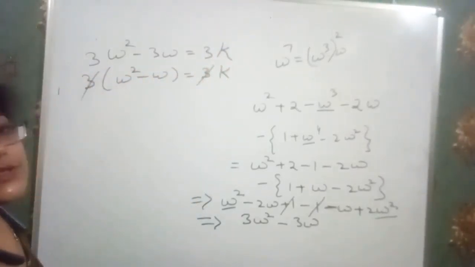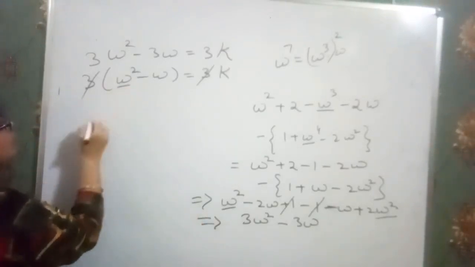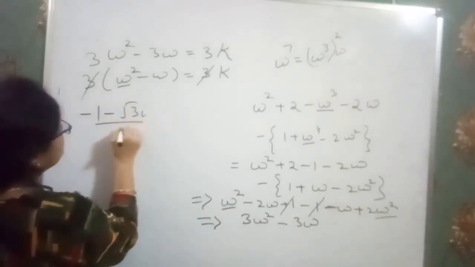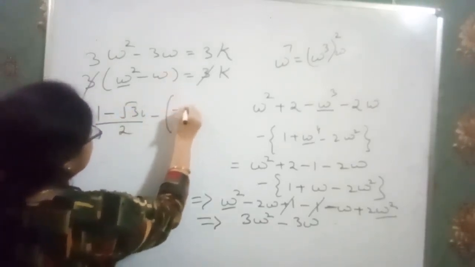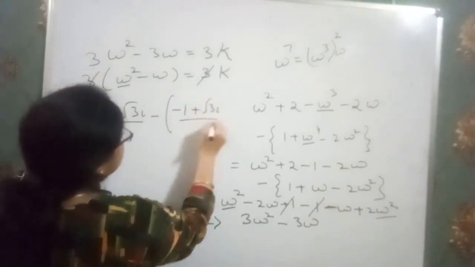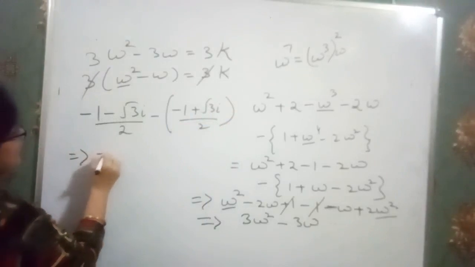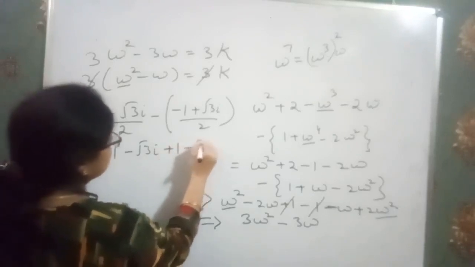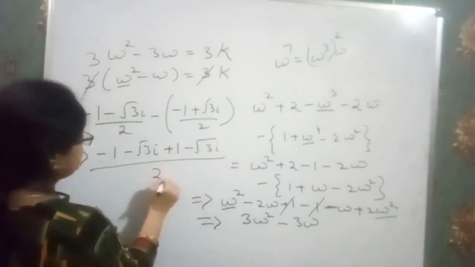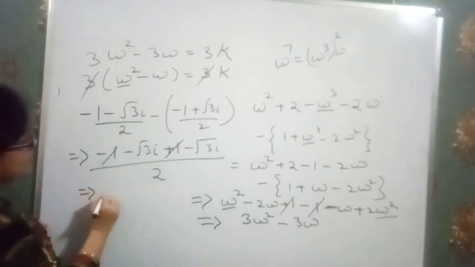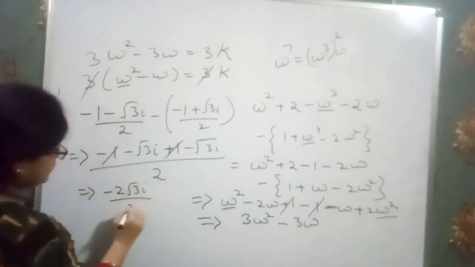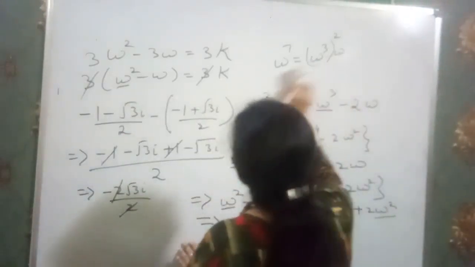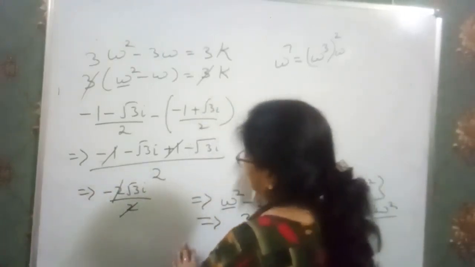We know that omega square is minus 1 minus under root 3i over 2 minus, what is the value of omega? Minus 1 plus under root 3i over 2. Now solve it. We have minus 1 minus root 3i plus 1 plus minus root 3i over 2. So it gets cancelled. So we have minus 2 root 3i over 2. So we are left with root 3i. So the answer is k is equal to minus root 3i.